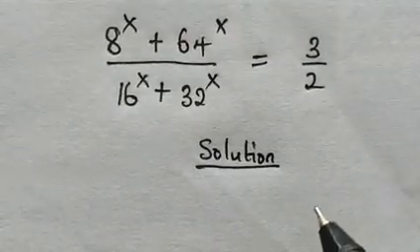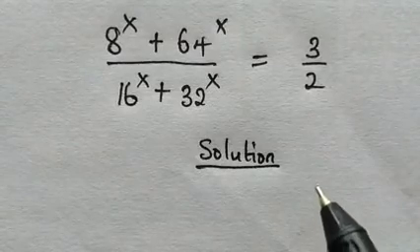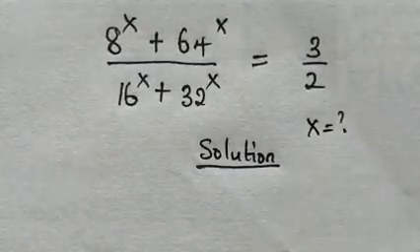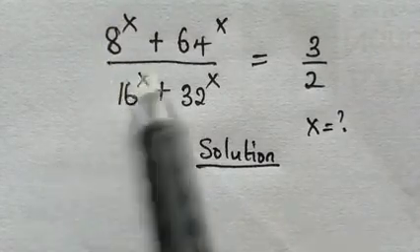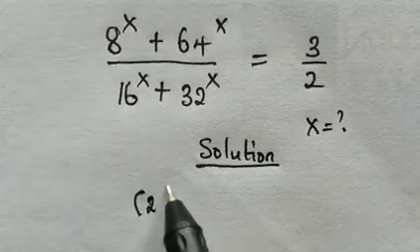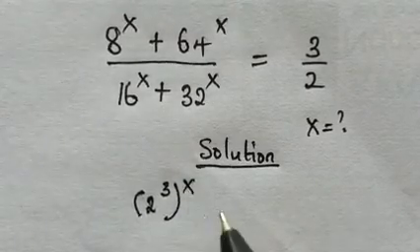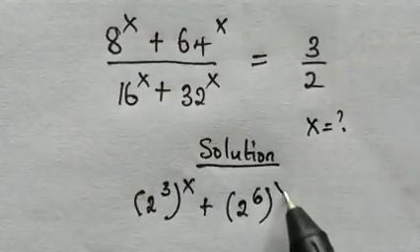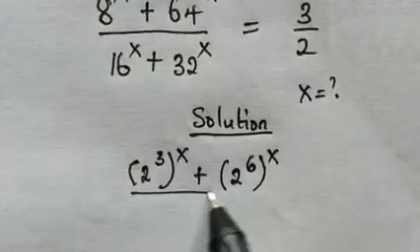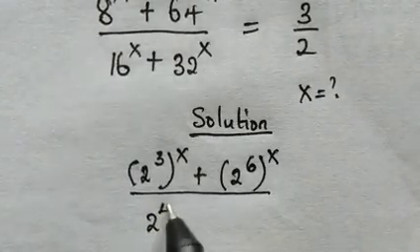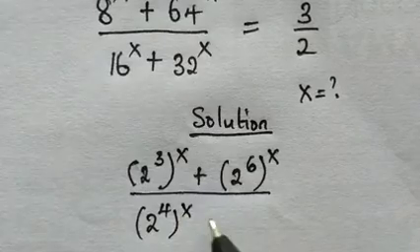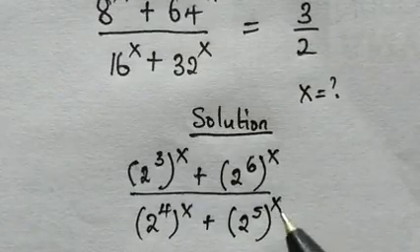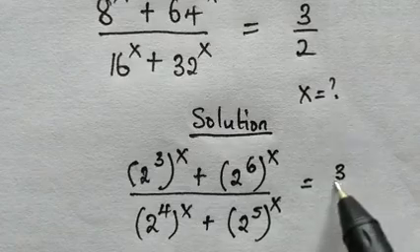Today we have this interesting Olympiad mathematics problem, and we're going to solve for the real values of x. From here, we know this 8 can be expressed in index power of 2 as 2 to the power of 3, and then we have a power of x. Plus 64 can be expressed as 2 to the power of 6, we have a power of x. Then divided by 16 is 2 to the power of 4, and then we have a power of x. Plus 32 is 2 to the power of 5, then we have a power of x. This is equal to 3 divided by 2.